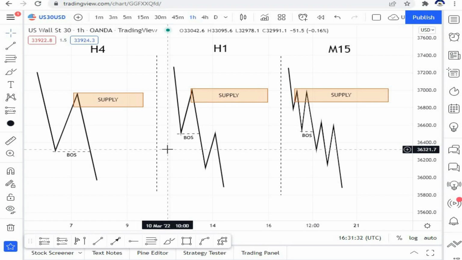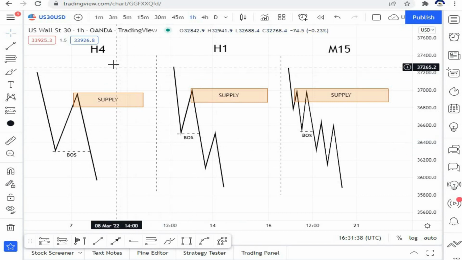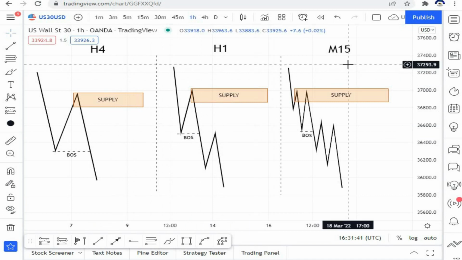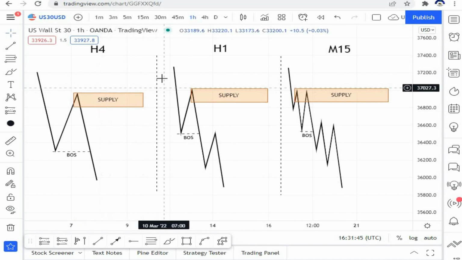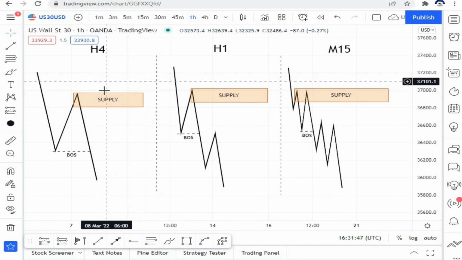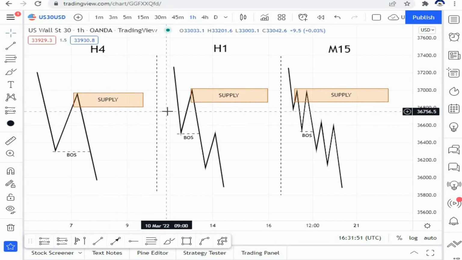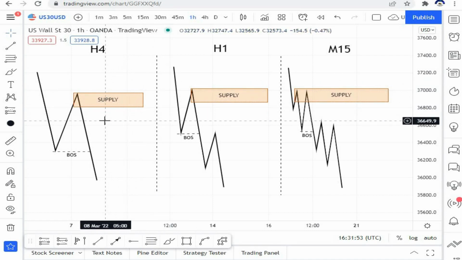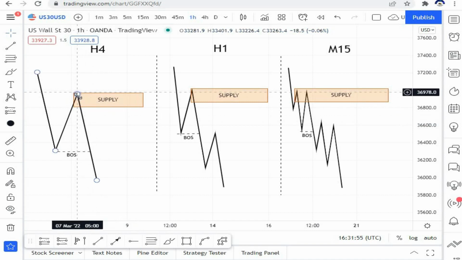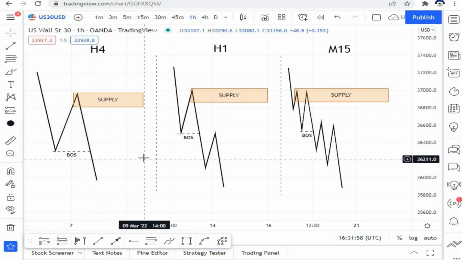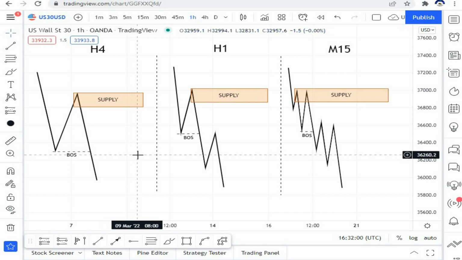So guys, as you all know, everyone uses different time frames, but we are using H4, H1 and 15 minutes time frame. This will give us a better confirmation on which trade we should take. So we like to trade after break of structure, meaning after the lower highs and lower lows are taken out. That's when we start looking for our entries.